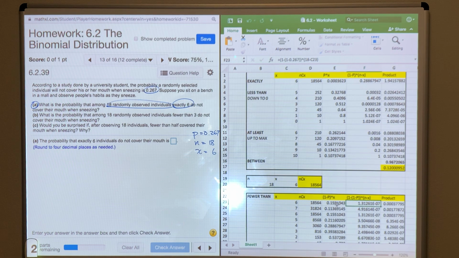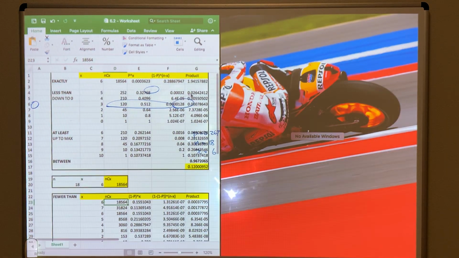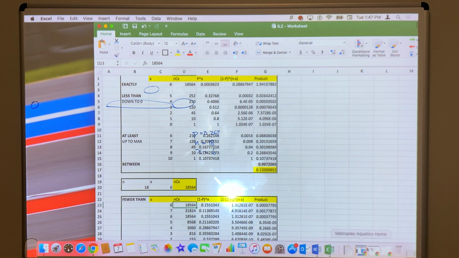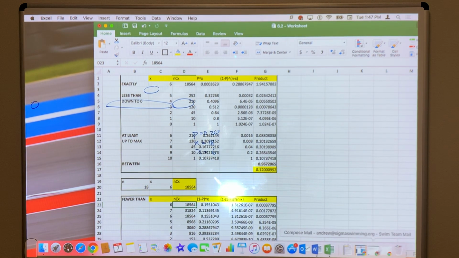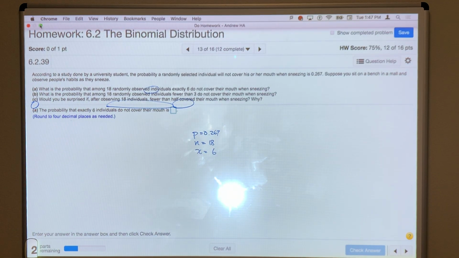And I need to actually, whoops. I think I actually just closed out my homework. I'm going to have to pull my homework up again. One moment. Oh, there it is. Okay, let's restart this.